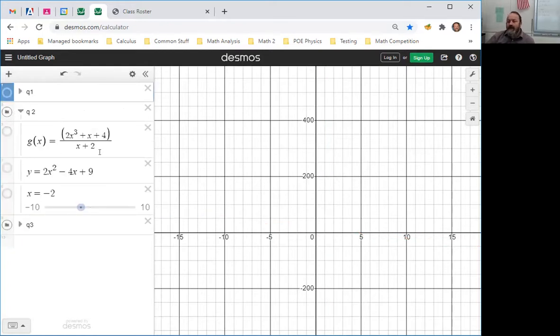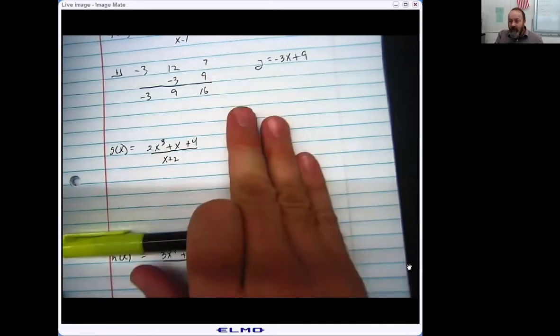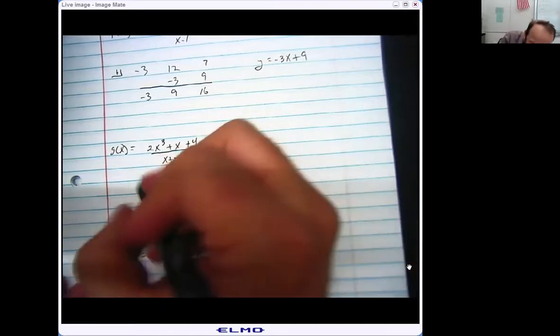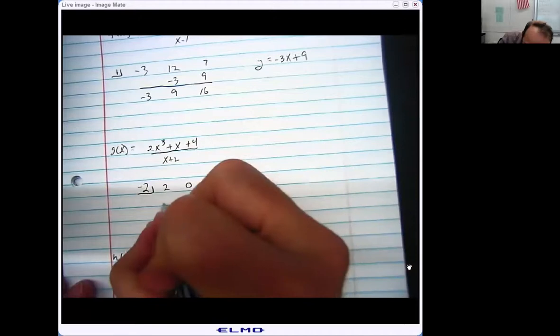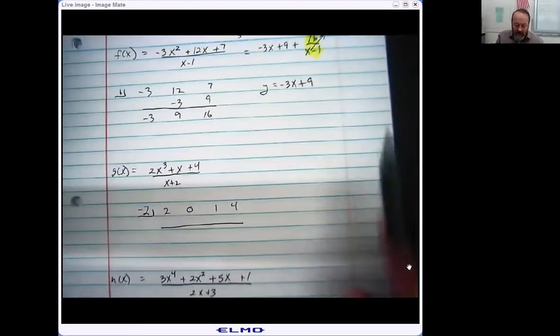My second question is looking at 2x cubed plus x plus 4 over x plus 2. So let's get back over to the share screen. Now, in this case, if we have a cubic divided by a first degree, a third degree divided by a first degree should be a second degree. And so I'm going to go ahead and do that again. And just like the last problem, I'm going to throw away the remainder, because that remainder is going to go to 0.